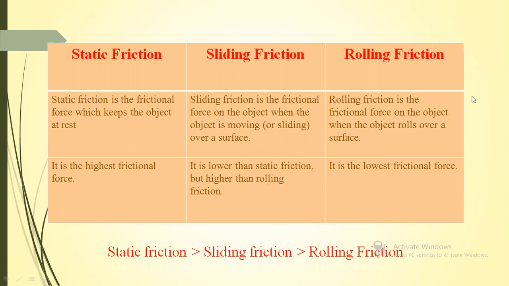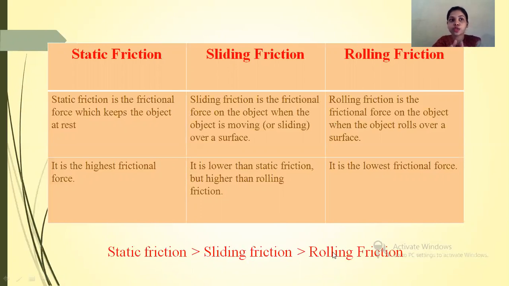Static friction is greater than sliding friction, and sliding friction is greater than rolling friction. Static friction is the highest frictional force, then the sliding friction is less than the static friction, and the rolling friction is the least. So static is the greatest, then sliding, and then rolling friction.